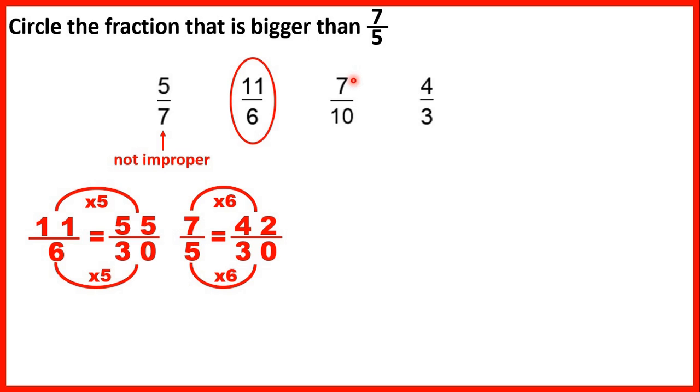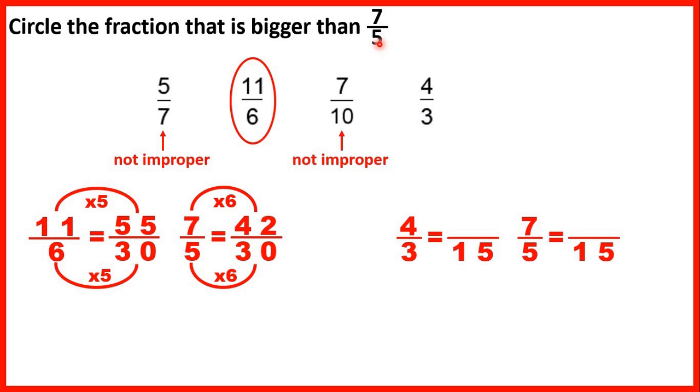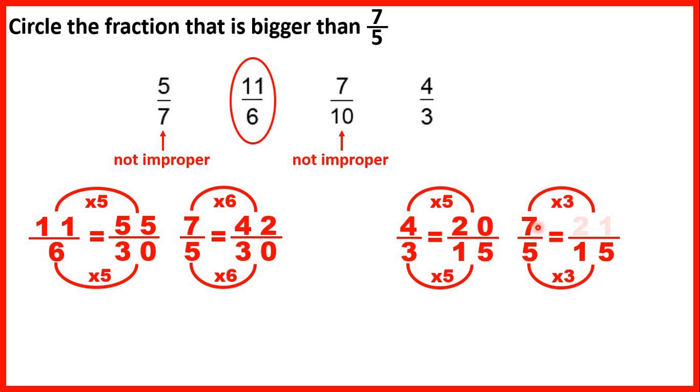Now 7/10 is not an improper fraction, so we know that that will be less than 1, so less than 7/5. And just to check that we've got the right answer, let's compare 7/5 and 4/3. 15 is in both the 3 and the 5 times table, but when we find our equivalent fraction, 4/3 is only equivalent to 20/15, but 7/5 equivalent to 21/15. So 4/3 is smaller than 7/5.